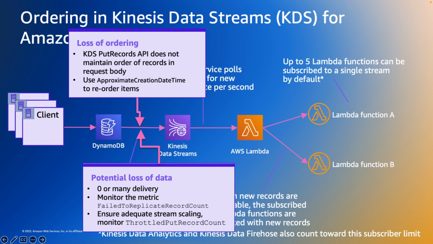A DynamoDB item, because of the DynamoDB JSON format, could be much larger than the maximum body size for a Kinesis data stream. In the event that it does not fit, it will be dropped and marked as failed to replicate record count. I don't believe there are logs for this, but there may be. I haven't heard about them.